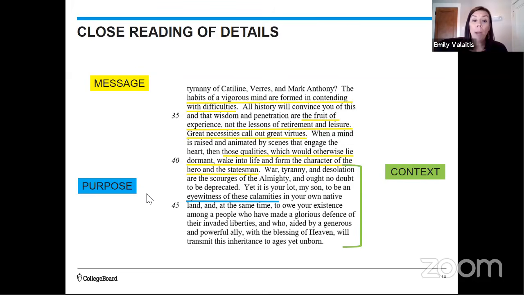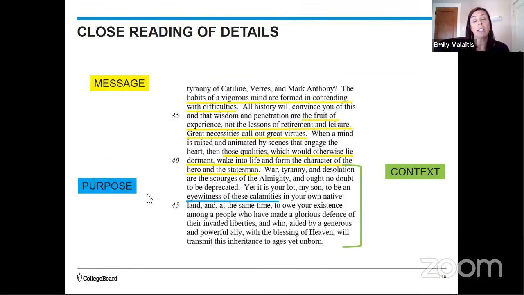But then she comes back and says, "It is your lot, my son, to be an eyewitness of these calamities." And then she basically goes on to say that you're able to have more perspective and that you can learn from your forefathers, your existence among a people who have made a glorious defense of their invaded liberties. And then the very last line, that you will transmit this inheritance to ages yet unborn.